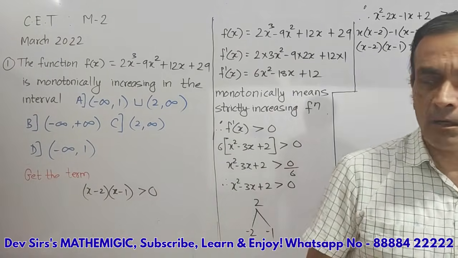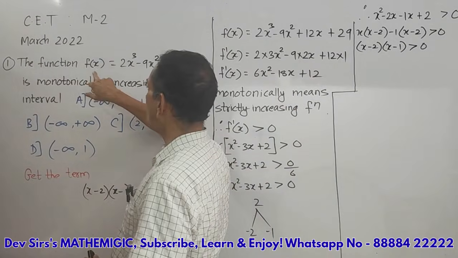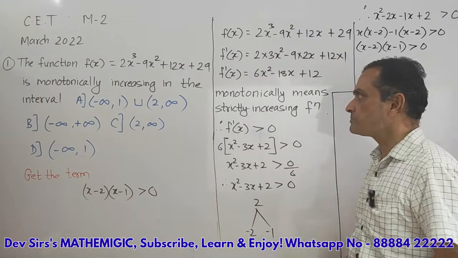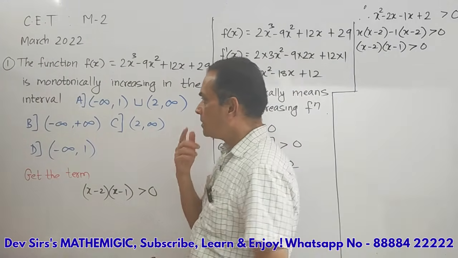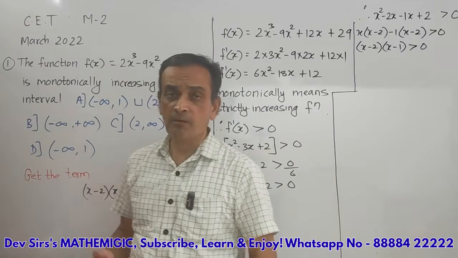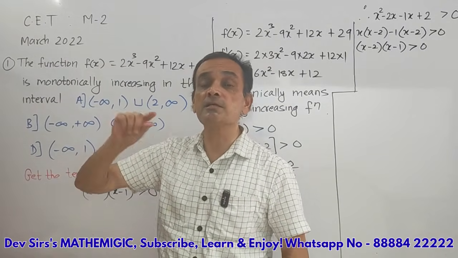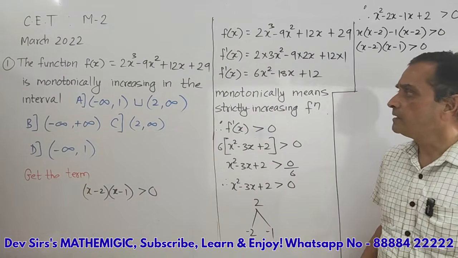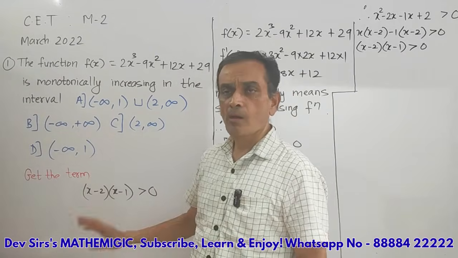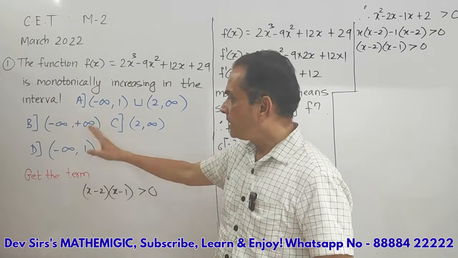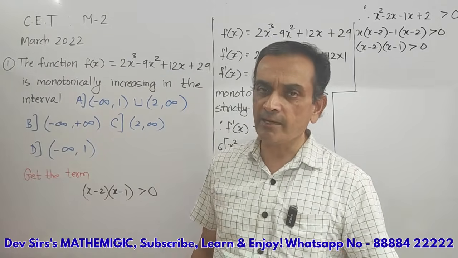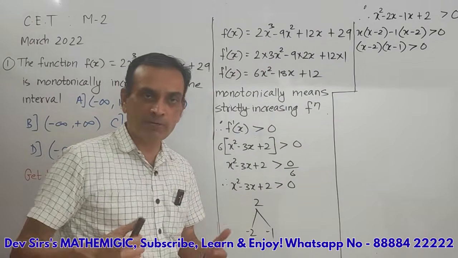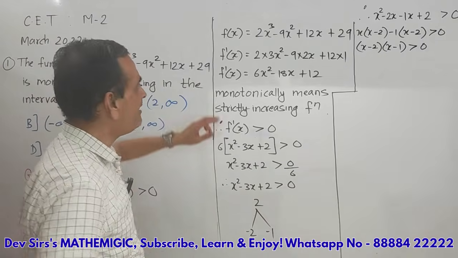The function f(x) equal to 2x cube minus 9x squared plus 12x plus 29 is monotonically increasing. Monotonically means continuously, that is strictly increasing, in the interval. These are the four options given. I'll explain what these intervals mean when we get the answer. So, as usual, start by writing f(x).